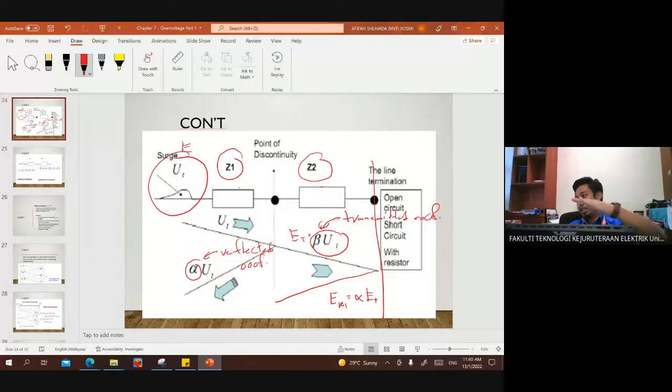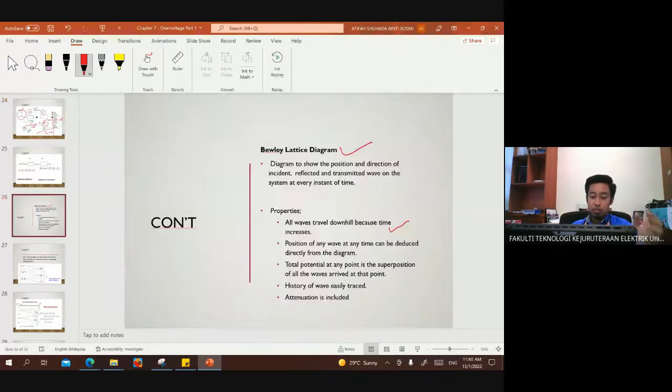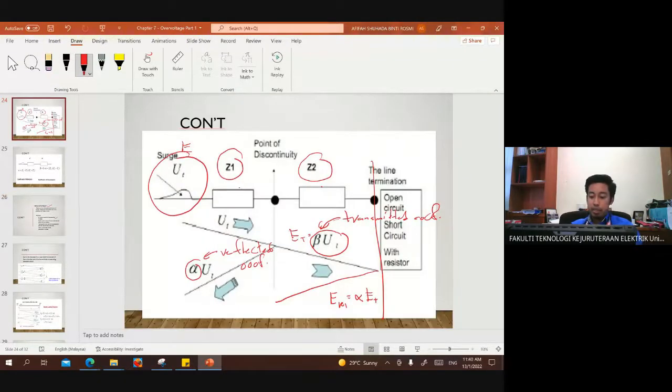Okay, kita tak lukis secara mendatar, tapi dia secara downhill macam kita turun bukit tu. So the first property is a downhill because time increases. Sebabnya bila the voltage ni nanti dia akan reflected balik.